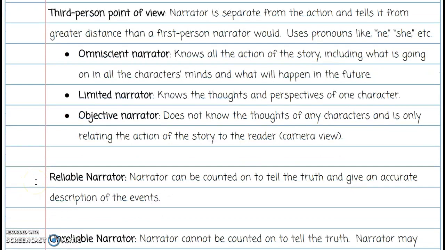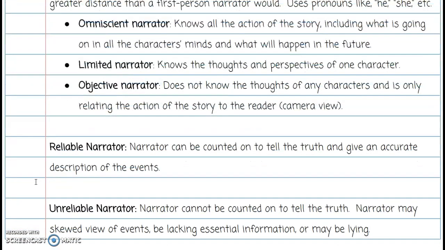Your narrators can also be reliable and unreliable. Reliable narrators can be counted on to tell the truth and give accurate description of the events. An unreliable narrator cannot be counted on to tell the truth. This narrator may have a skewed view of events or be lacking essential information, or this narrator could even be lying.